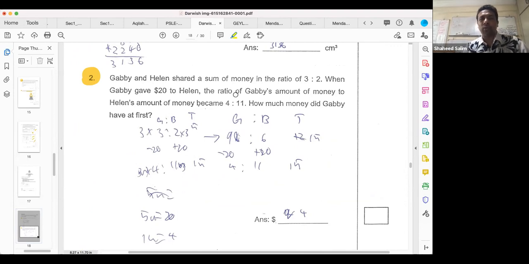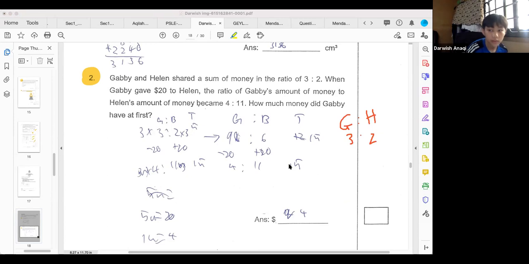Okay, let us go through now. Gabby and Helen shared a sum of money in a ratio of 3:2. Did you do that first? 3:2. I think you did. And then when Gabby gave Helen $20, the ratio of the amounts becomes 11:4. Now tell me something about this question that does not change. What does not change?